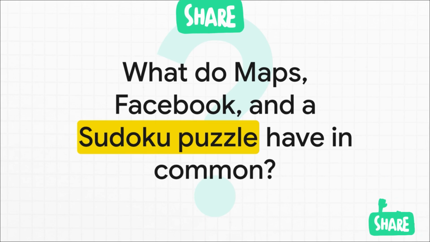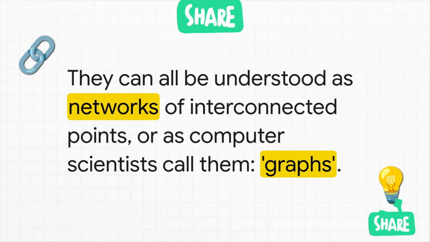You've got a navigation app, a social network, and a number game. On the surface, they seem completely different, right? But underneath it all, they share this deep, fundamental connection that computer scientists use to solve all kinds of problems. The answer is that they're all networks. You can think of every single one of them as a collection of interconnected points. And this simple idea is what we call a graph.